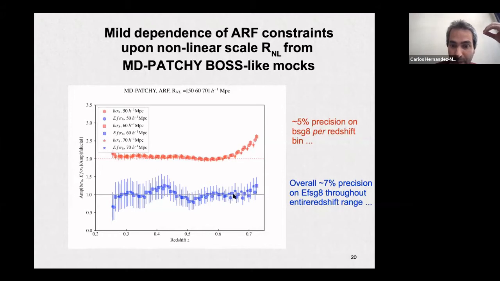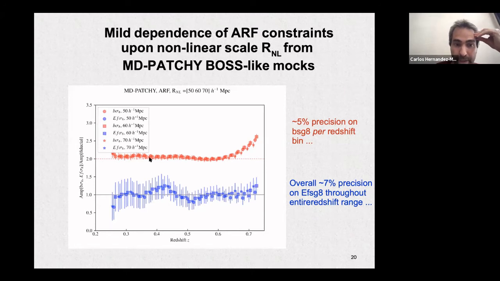You have different symbols here because we are ignoring all information from scales that are non-linear, below 50 megaparsecs, 60 megaparsecs, or 70 megaparsecs. And you see that there is little dependence on which scale we pick, as long as it's about 50 megaparsecs. This is a very simple model. There is no modeling of the tidal tensor. There is just one single linear bias parameter. There is nothing else. This is an extremely simple thing.